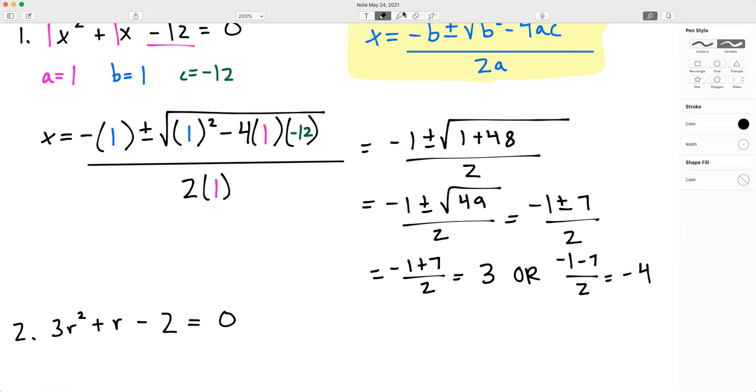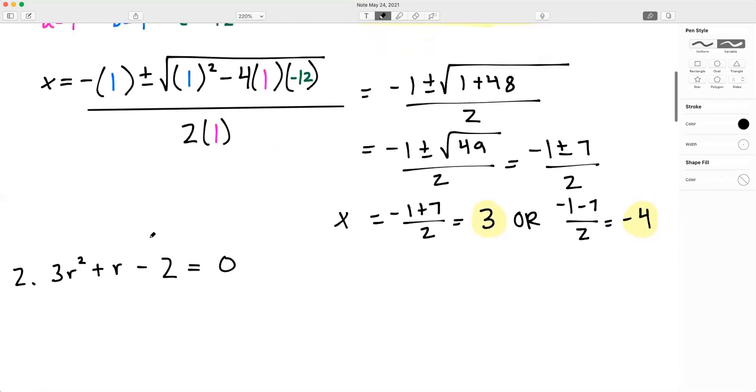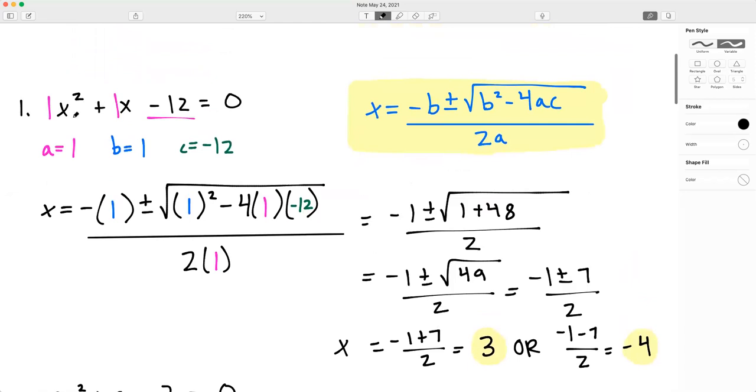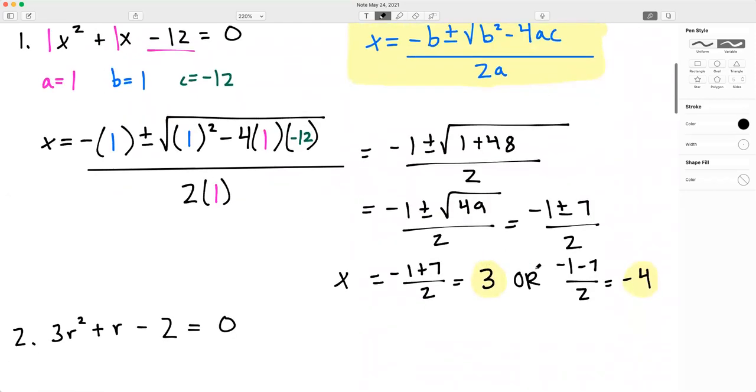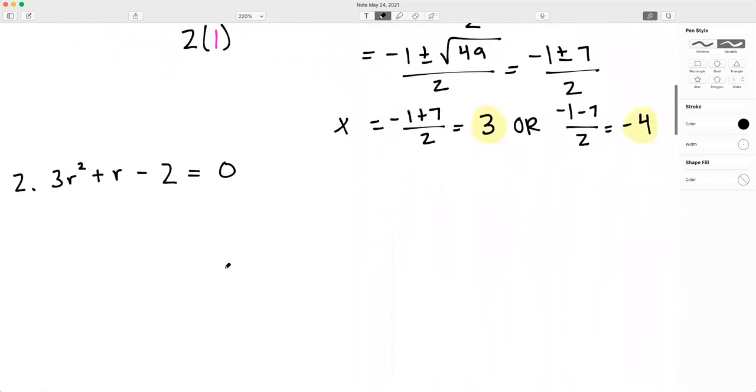So those are our two solutions that we got from using the quadratic formula. 3 or negative 4 for the value of x. Okay? That's how that works. That's where the two solutions come from. One is plus and one is minus at the end right there. Now, we could have also factored this thing, but we used the quadratic formula for it. Some you cannot factor, like the one we're going to do in a couple questions.